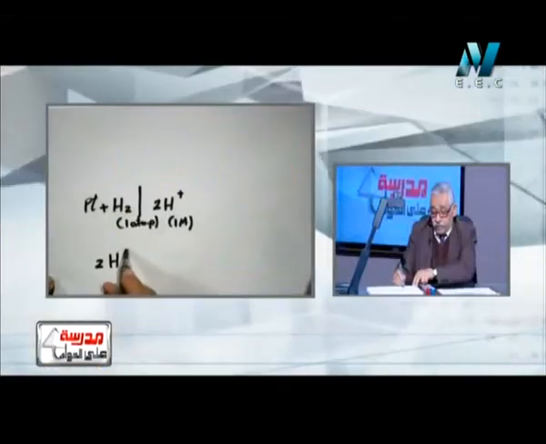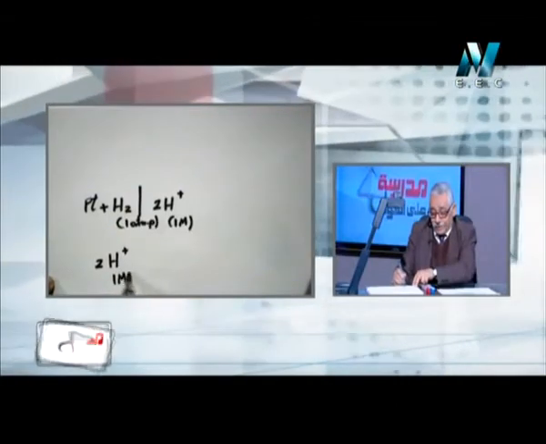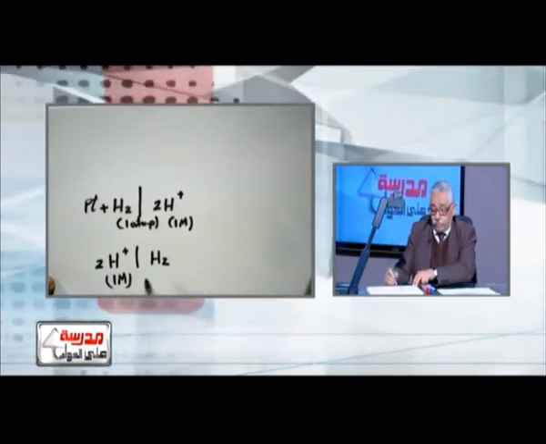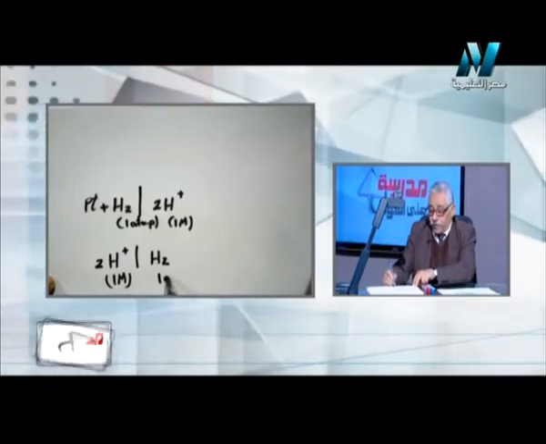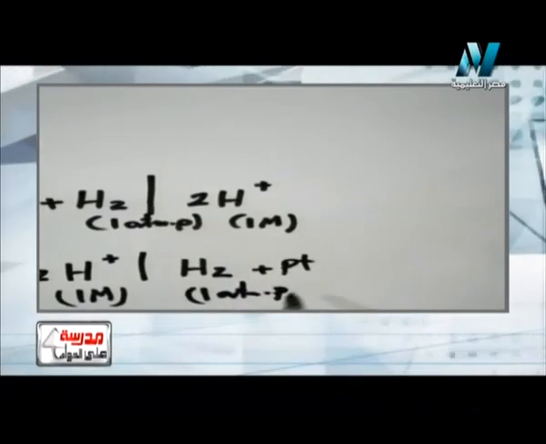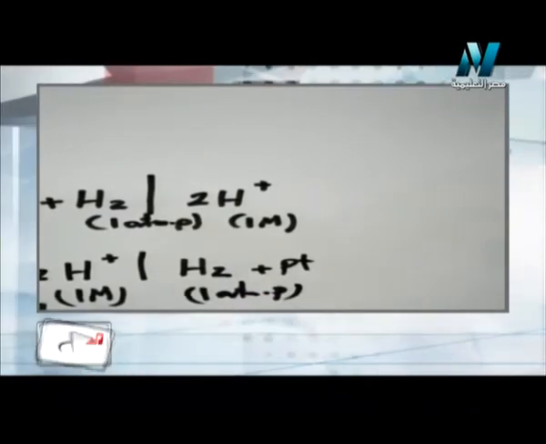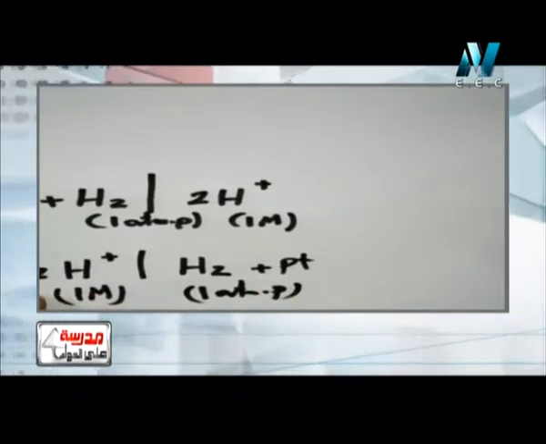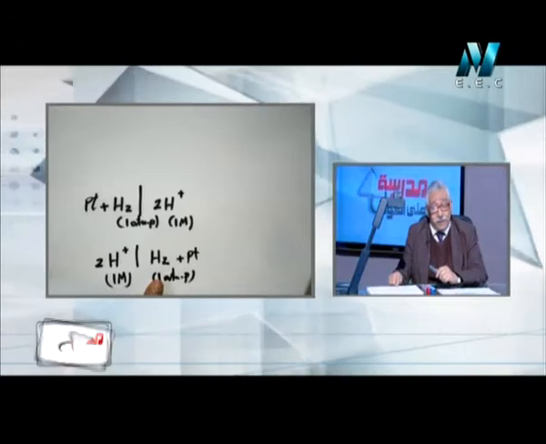Could you show us, if the hydrogen is the cathode, how can we write the symbol? Yes, the part that you drew is the anode. When it is the cathode, we know that 2H+ at 1 molar is converted into H2 at 1 atmospheric pressure over platinum. This is when we use it as a cathode, because reduction occurs at the cathode, converting positive hydrogen ion to hydrogen gas.